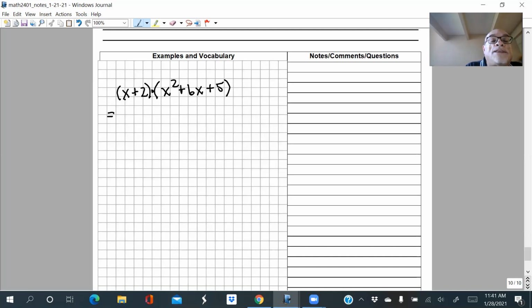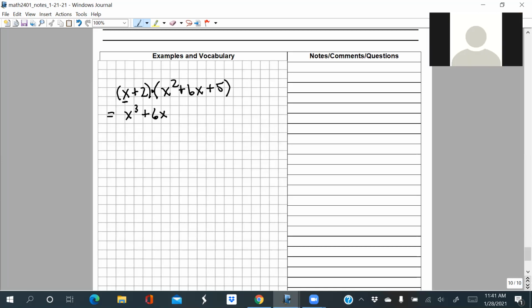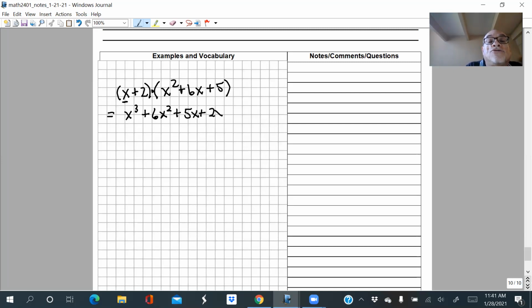So start with the x, and multiply the x through the second set of parentheses. So you have x times x squared is x cubed. x times 6x is 6x squared. x times 5 is 5x. And then repeat that same operation for the 2. So 2 times x squared is 2x squared. 2 times 6x is 12x. And then 2 times 5 is 10. See, now you're done with the multiplication.